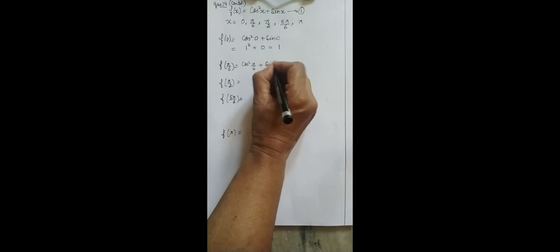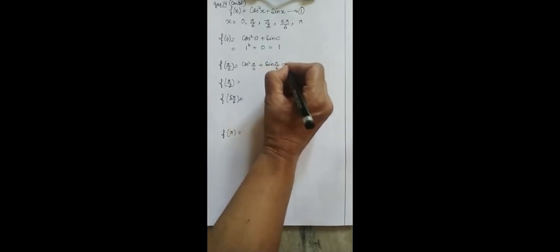Now the function is given to be this. So now first of all let us find f of 0. That means this is cos square 0 plus sin 0. Now what is cos 0? It is 1. So it is 1 square plus 0, which gives me 1. Now next I will find f of pi by 6. So cos square pi by 6 plus sin pi by 6. So now what is the value of cos pi by 6?